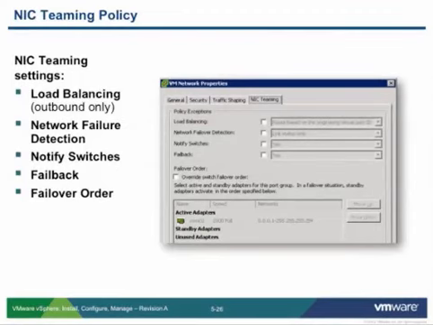The last option we'll discuss is NIC teaming policy. There's a bunch of different options here for NIC teaming as well. You can see that you can enable load balancing, again for outbound only, and we can also set the network failure detection, whether or not we want to notify switches upstream, the failback, and the failback order. Again, we'll dig into some more detail here in just a second. So let's start with load balancing.